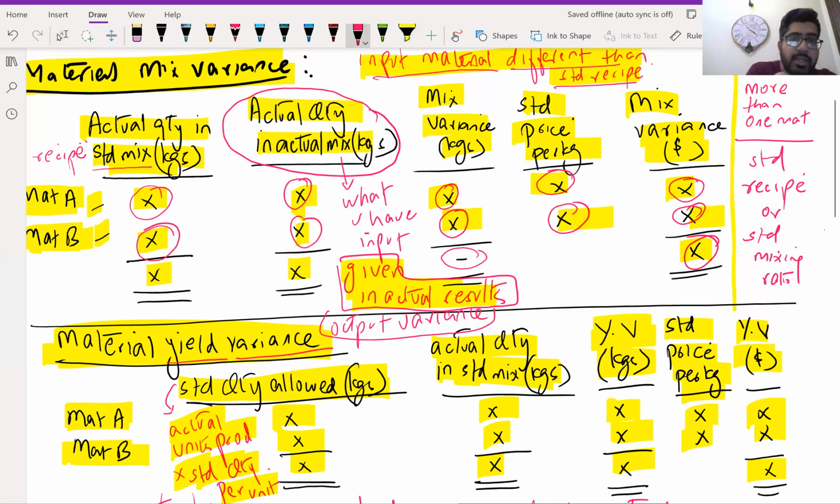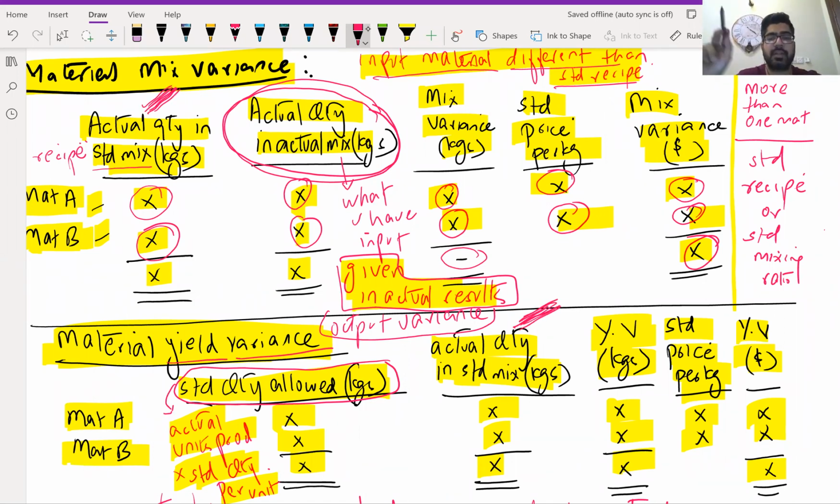actual quantity in actual mix, this will be given in actual results. And standard quantity allowed, I have told you how to get this through a formula. That means the only effort you have to put in is on this: actual quantity standard mix. Once you get this, that's it. Everything is done.